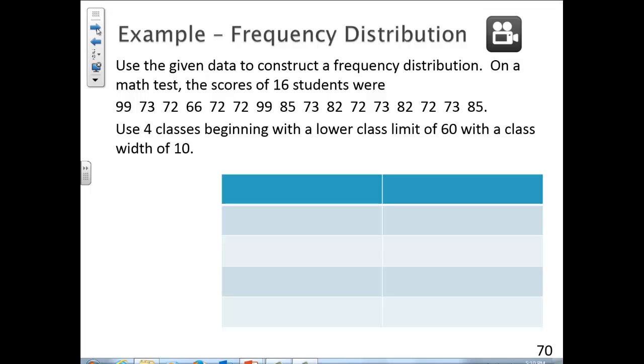We're going to begin with a lower class limit of 60 and have a class width of 10. So first thing, we need to label our columns. So labeling our columns, we can just call the first one class, since we're going to build classes, or you can call it test scores. It doesn't really matter, but the second column is going to be called frequencies.